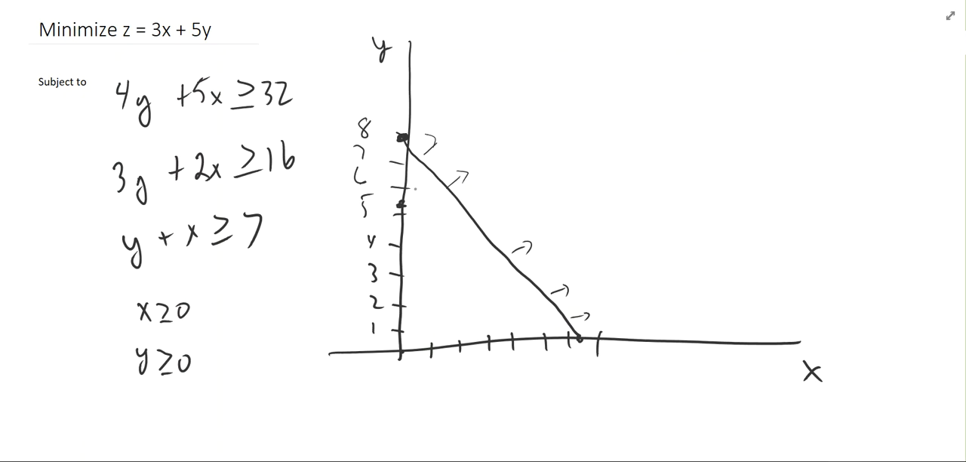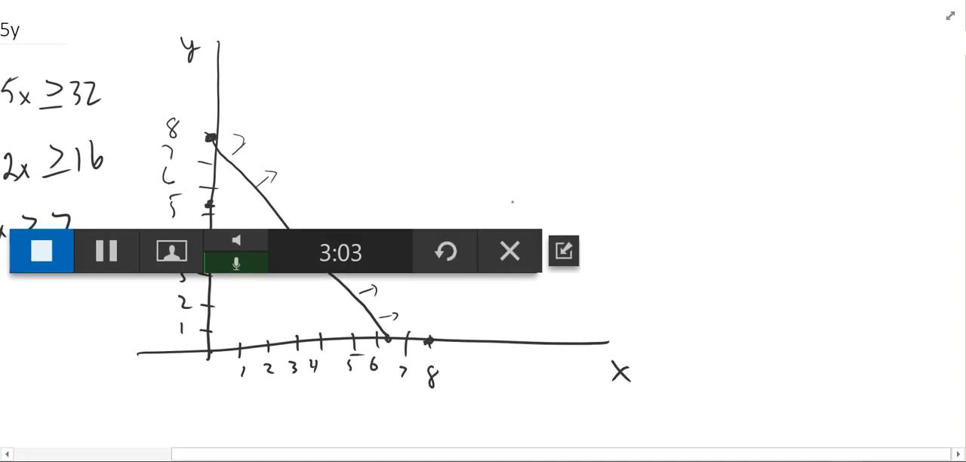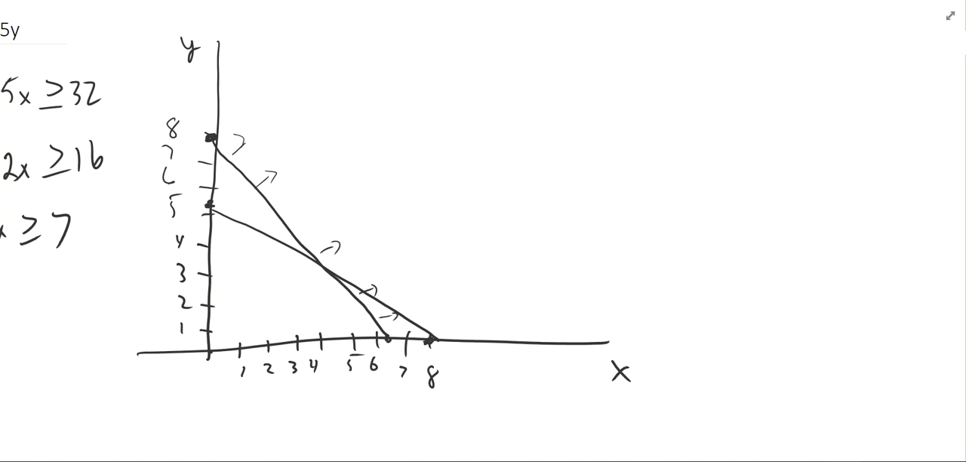And if y is equal to 0, I'll get x is equal to 8. So I think that would be about there, right? 1, 2, 3, 4, 5, 6, 7. Yep, there's 8. So my second line, the 3y plus 2x equals 16, connects those 2 points.